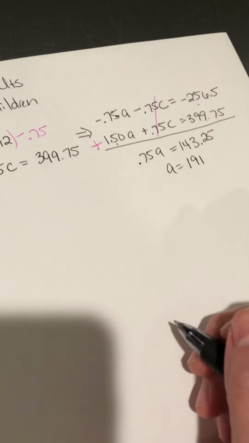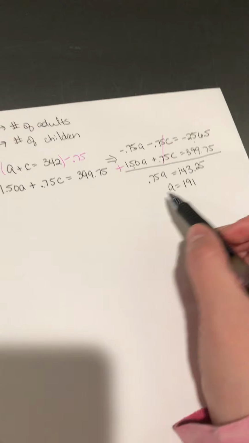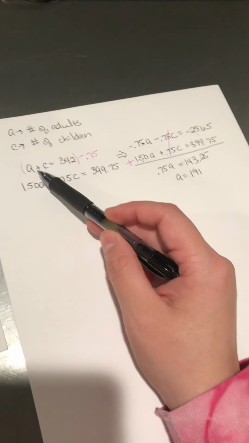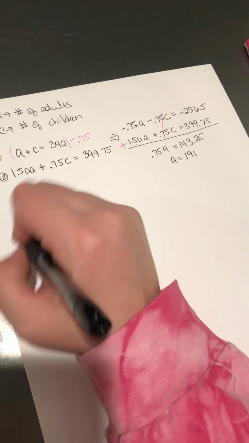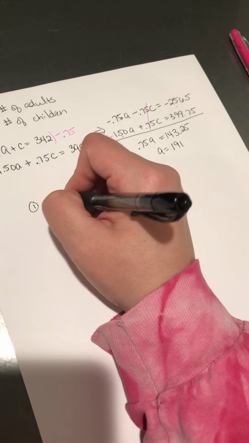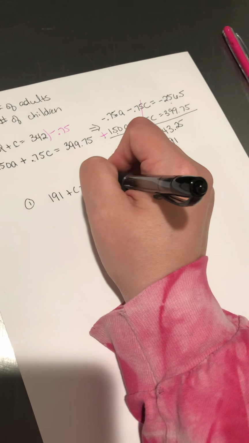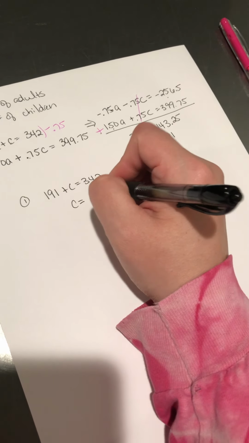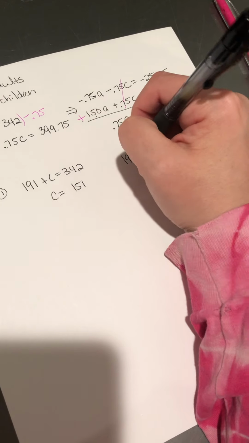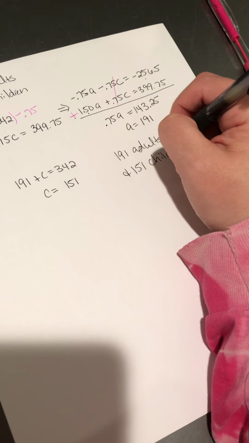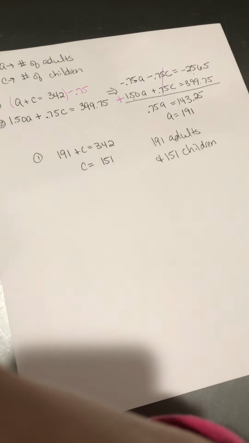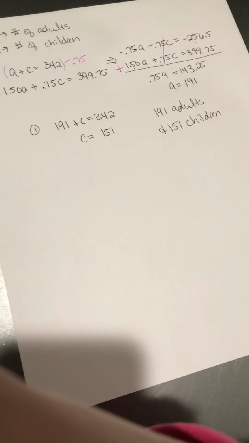So there were 191 adults, which means how many children were there? So go over here and pick one to substitute into. If I number these again, I'm using number 1: 191 plus C is 342, so C is 151. So there were 191 adults and 151 children that attended that play. And like I said, you could solve that by substitution if you wanted. You'll get the same answer.